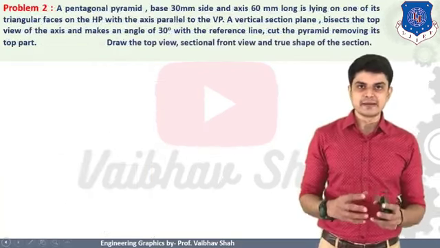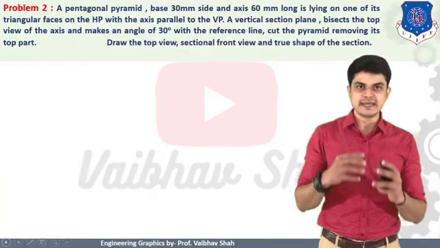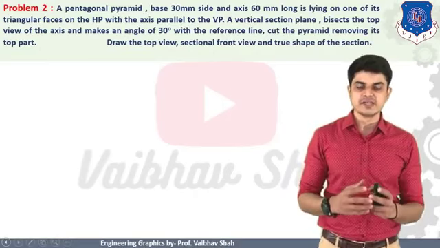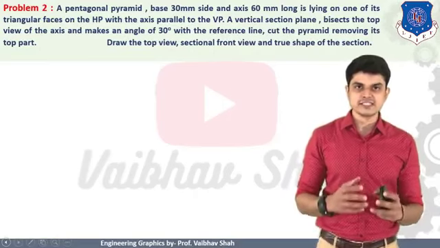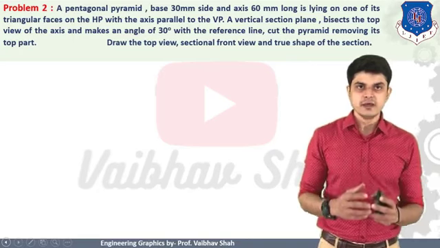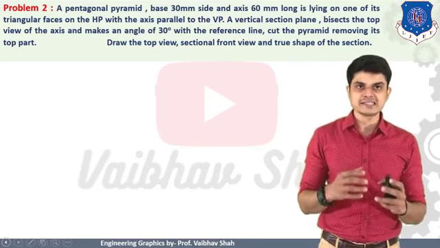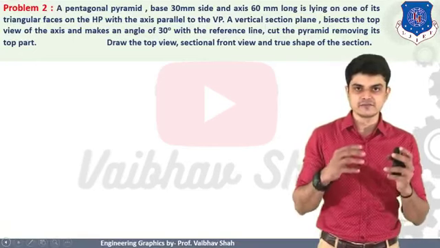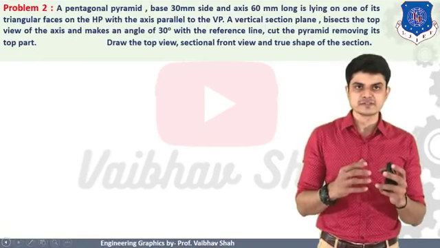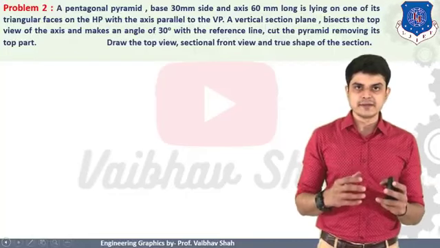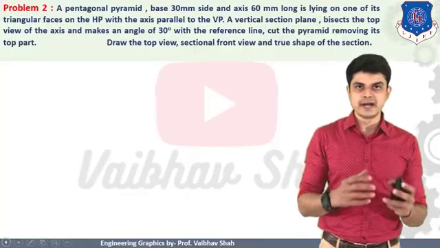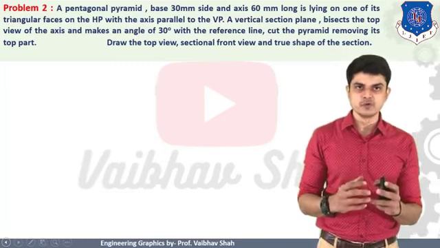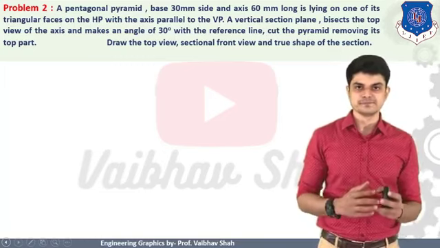A pentagonal pyramid, base 30 mm side and axis 60 mm long, is lying on one of its triangular faces on the edge with the axis parallel to the VP. A vertical section plane bisecting the top view of the axis makes an angle of 30 degrees with the reference line. Cut the pyramid and remove its top part. Draw the top view, sectional front view and true shape of the section.